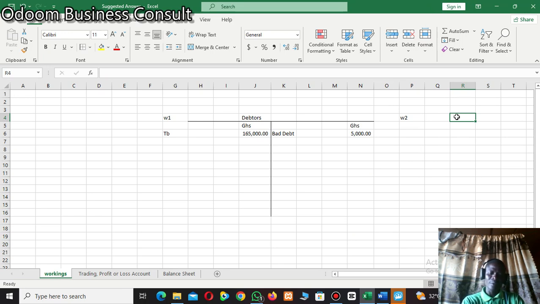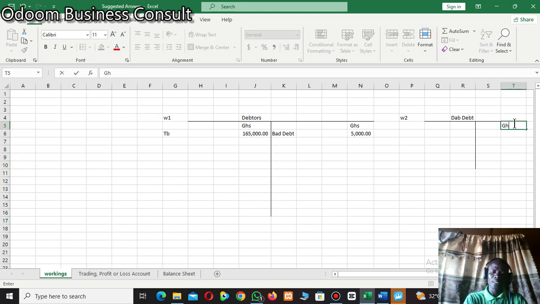So here we have our bad debt account. I'm going to open it nicely. Then I have it like this. So indicate your currency sign, which is Ghana cedis. Don't forget to do that. We have our Ghana cedis.